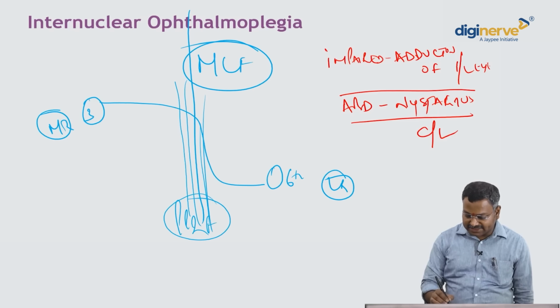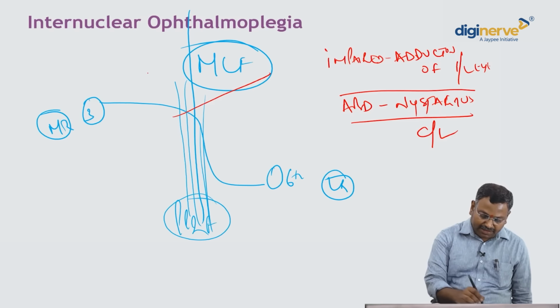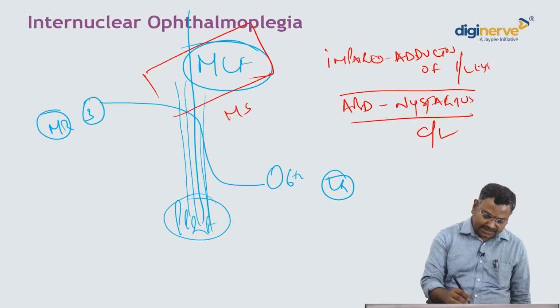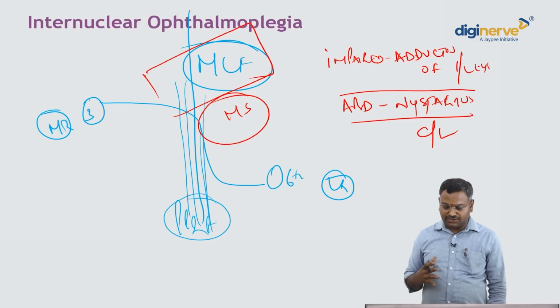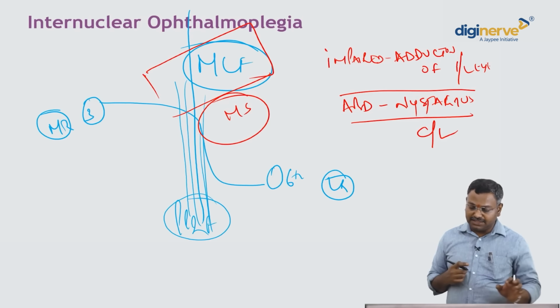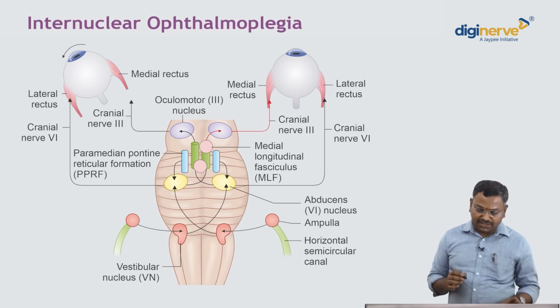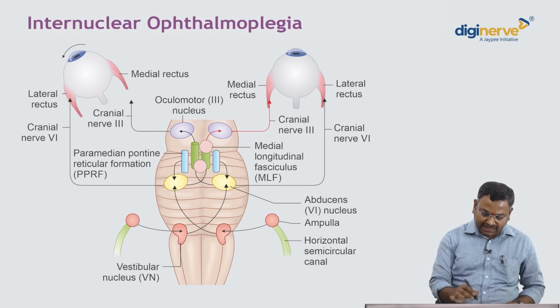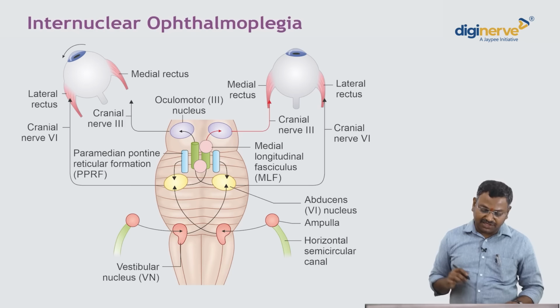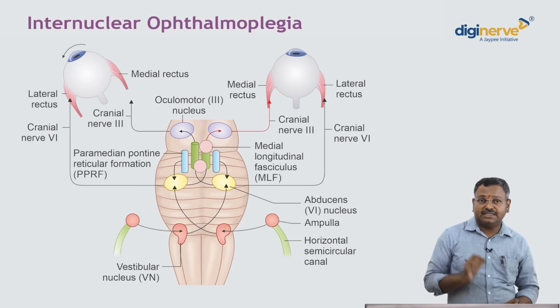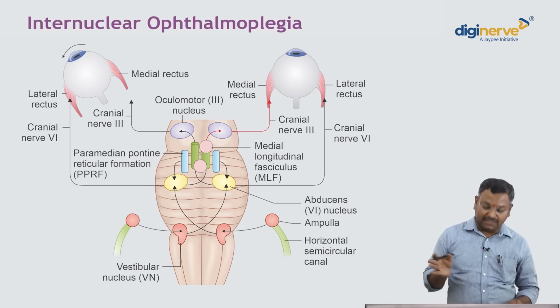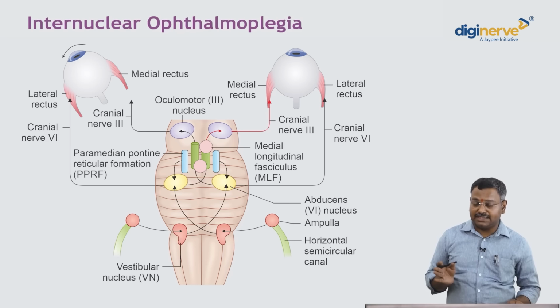Very characteristically seen with MLF involvement, and MLF is classically involved in multiple sclerosis, medial medullary syndrome, ischemia, etc. So this is the characteristic appearance. If you see here, this is the medial longitudinal fascicle and the parapontine reticular formation, which is connecting the 6th cranial nerve nucleus on one side to the 3rd cranial nerve nucleus on the opposite side to allow the horizontal gaze.